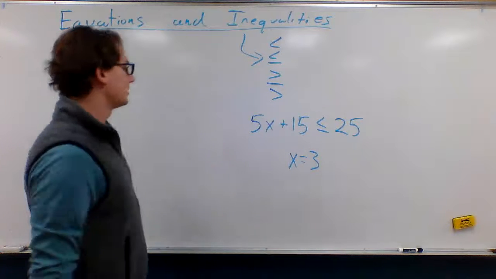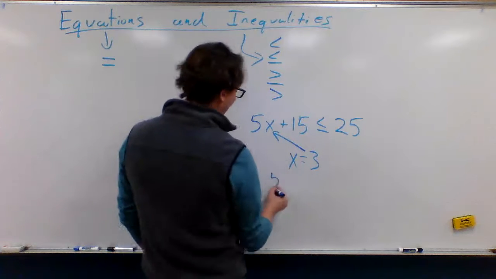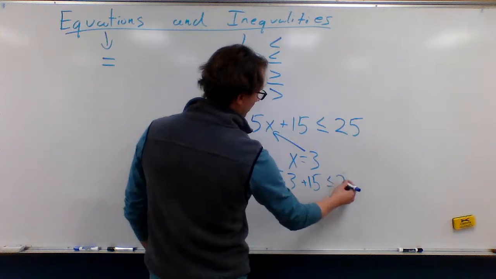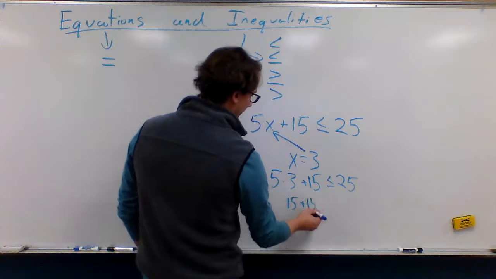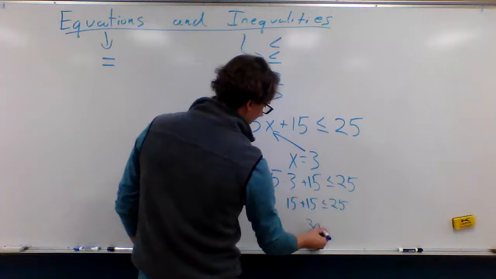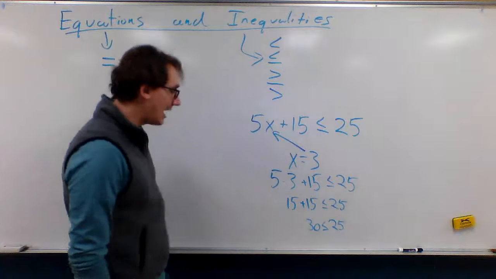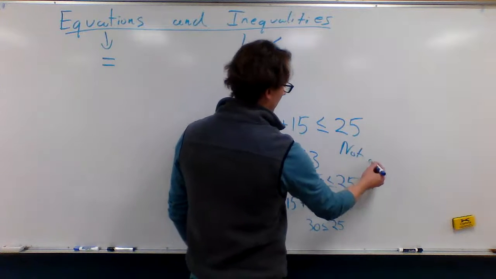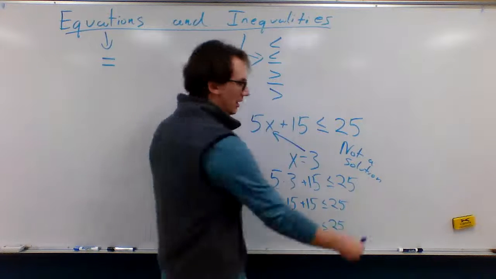Okay, so we're going to take this 3, we're going to plug it in for x. This will become 5 times 3 plus 15 is less than or equal to 25. 5 times 3 is 15, plus 15 is less than or equal to 25. 15 and 15 is 30, less than or equal to 25. 30 is not less than or equal to 25, so again, this is not a solution, frowny face.